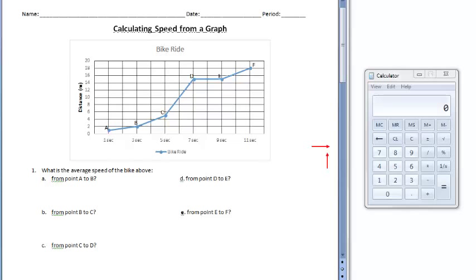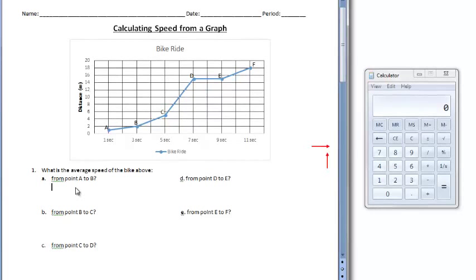Today we're going to learn how to calculate speed from a graph. Question 1 says, what is the average speed of the bike above from point A to B? We already know that to find speed, you calculate by using the equation speed equals distance divided by time.